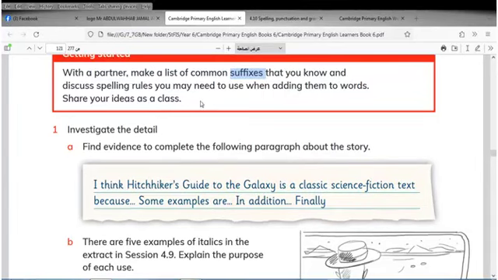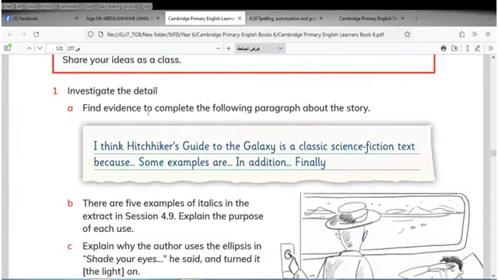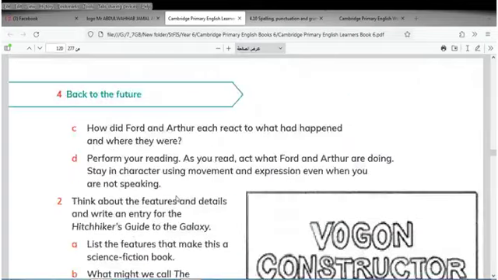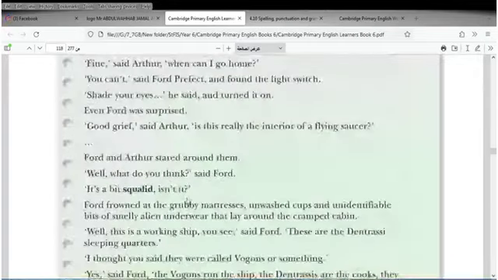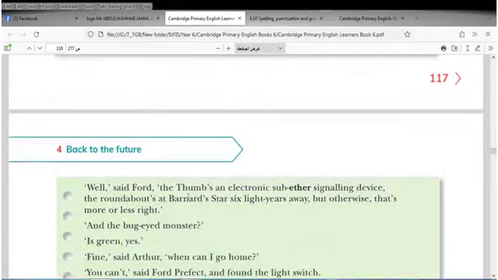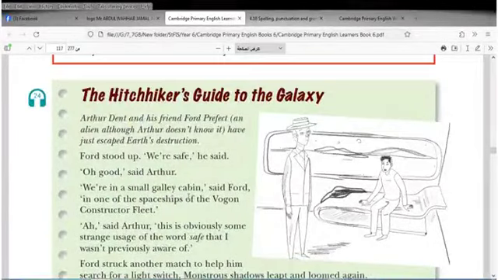Let's move further. Find evidence to complete the following paragraph about the story which we read. I think Hitchhiker's Guide to the Galaxy is a classic science fiction text because some examples are in addition and finally. We are talking about this text, if you remember, The Hitchhiker's Guide to the Galaxy. That one.